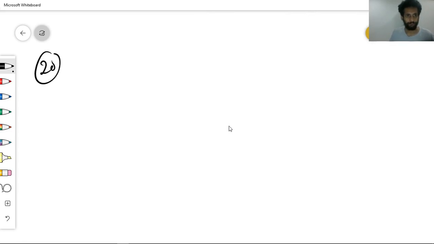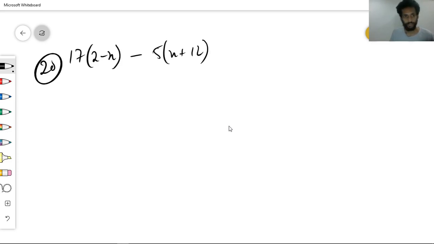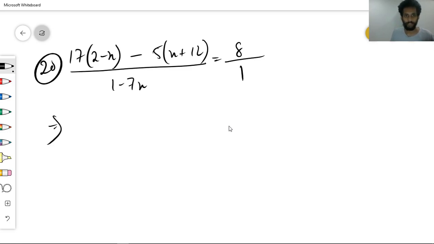So now 20, 17, 2 minus x, then minus 5x plus 12, then here it will be 1 minus 7x, and here is equal to 8. So let me make it a fraction by 8 by 1. So it is similar to that one. Here 1 is multiplied here, so nothing will be changed here. So just let me write like this, same.